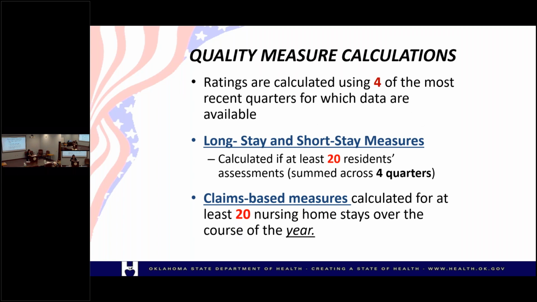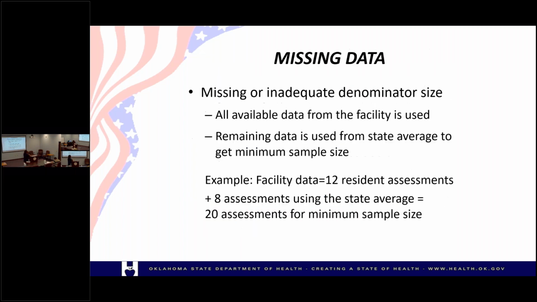Okay, so they're going to use ratings calculated for the 4 most recent quarters. And again, looking at the at least 20 resident assessments for that whole quarter. Again, we all know that there's a missing assessment that happens. Sometimes the resident didn't get assessed, or the assessment didn't get submitted into the system like we thought.